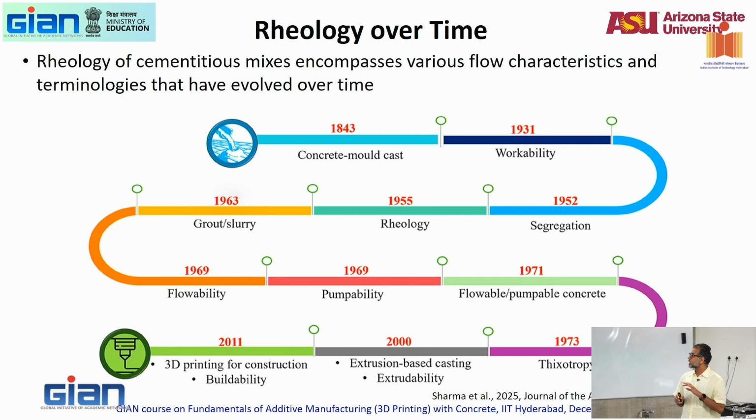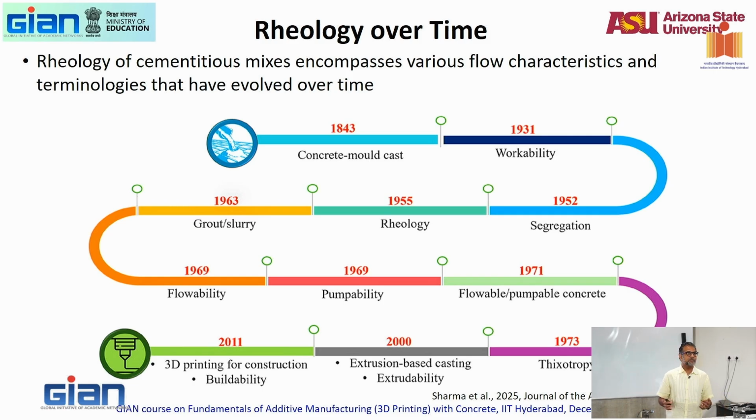Okay, now rheology over time. What do cementitious materials do? So I'll give you a few, again, with some timelines of what people have thought about. 1843 is when mold cast concrete kind of started. 1931, people have defined workability. There were studies on segregation in the 50s. Rheology started to become a thing in the 50s.